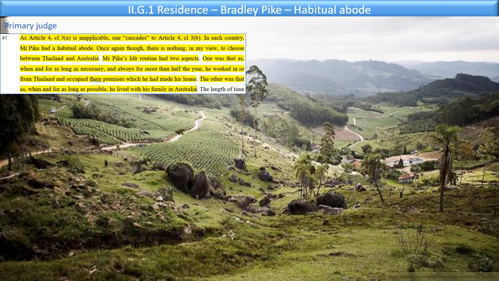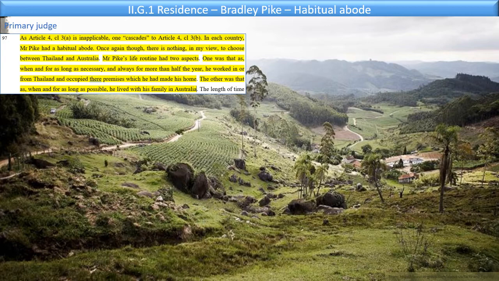Next, we need to look at habitual abode, whether Mr. Pike had his habitual abode in Thailand or in Australia or in both. And the primary judge said, as Article 4.3, letter A is inapplicable, so in other words, permanent home, one cascades to 4.3b. I like the word cascade. In each country, Mr. Pike had a habitual abode. Once again, though, there is nothing in my view to choose between Thailand and Australia. Mr. Pike's life routine had two aspects. One was that as, when, and for as long as necessary, and always for more than half a year, he worked in or from Thailand and occupied their premises which he had made his home.